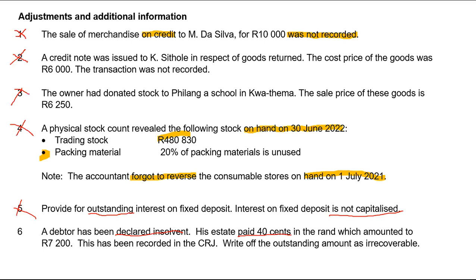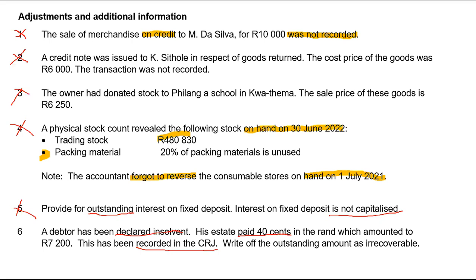And they said this 40 cents amounts to the 7,200. So the 7,200 is the 40 cents, what has been received. And that was recorded. That's 7,200. What did they do? They basically debited bank, so bank was increased by 7,200, and they credited debtors control. It was recorded. It's done.